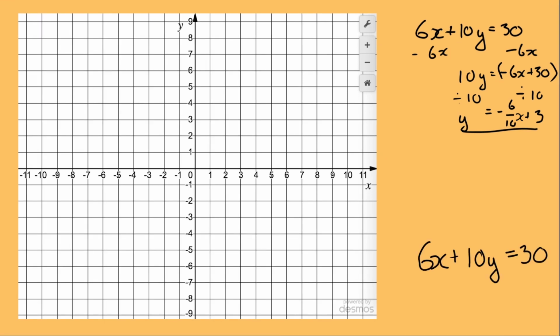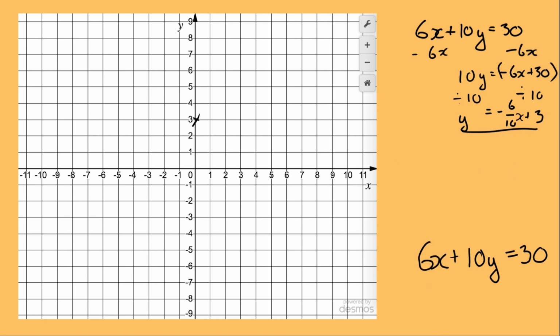Let's try it. First, let's see where the line crosses the y-axis. At this point, x is equal to 0, and we just cover up the expression with the x because 6 times 0 is equal to 0. Forget about it. We're left with 10y is equal to 30. Divide both sides by 10 and you get y is equal to 3. So the y-intercept is 3.